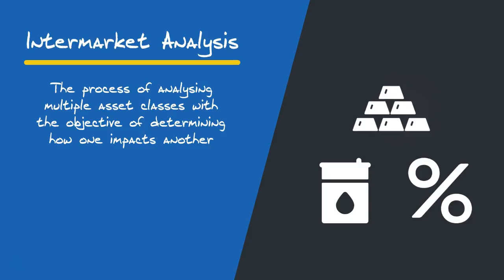Intermarket analysis involves analysing multiple different asset classes. The objective is to determine how one asset class impacts another. Price action of currencies is often driven by their relationship with equities, bonds, and commodities. We analyse the S&P 500, US dollar index, gold, oil, and US Treasury yields. This helps us give a broad perspective of the market.